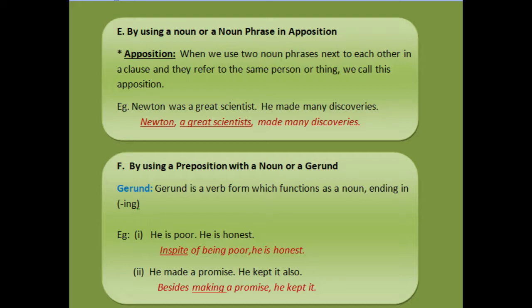Example number 1: He is poor, he is honest. So what is used here to combine the sentences? Preposition. In spite of being poor, he is honest. Underline the word. Number 2: He made a promise, he kept it also. Besides making a promise, he kept it. So here, a gerund is used to combine these two sentences, adding -ing.